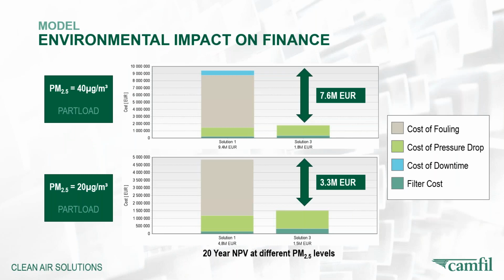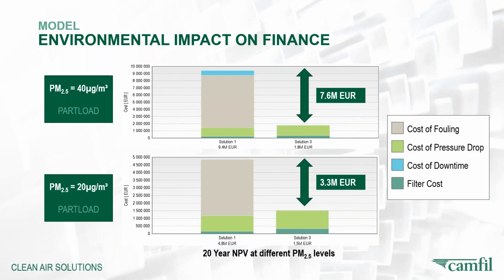The 2 examples that we have in a life cycle cost analysis: let's look at the environment. Let's look at a similar solution at part load, first at 40 micrograms per meter cubed, and then the second one below is at 20 micrograms per meter cubed. So we've cut that particulate in half. So if solution 1 is a retrofit, and you're looking at the existing solution, it has a very minimal upfront filter cost.